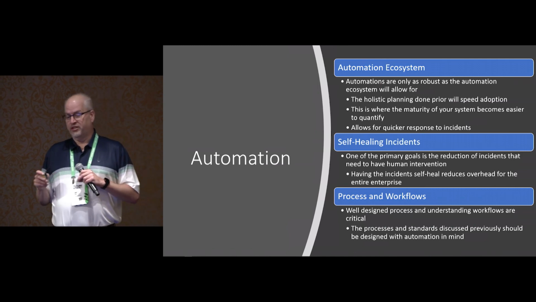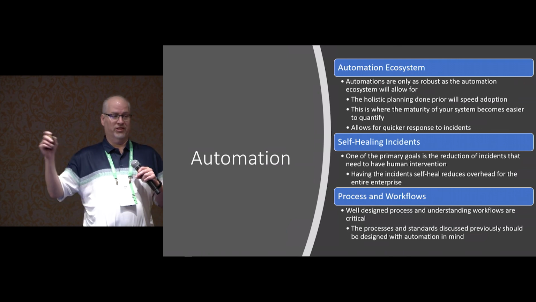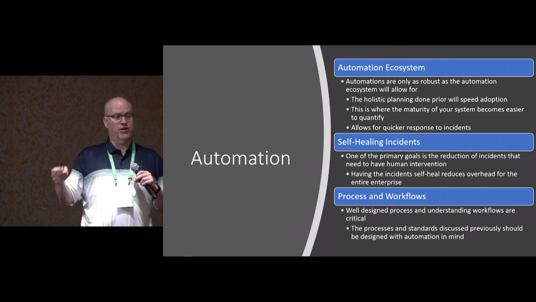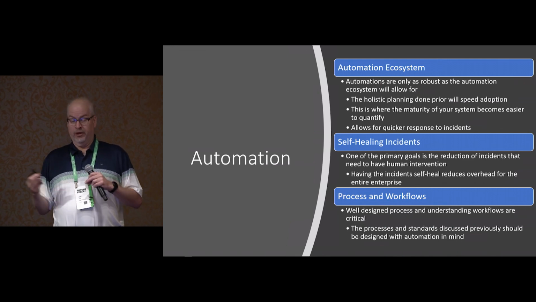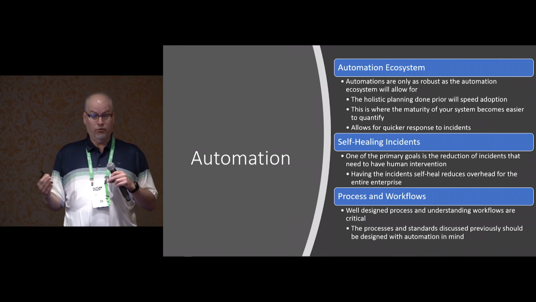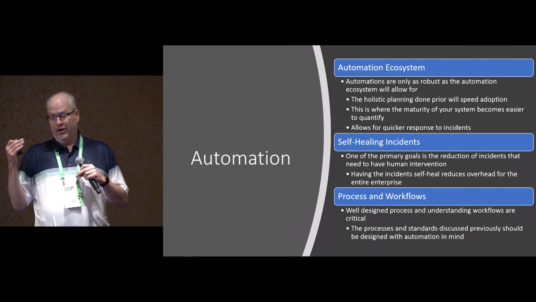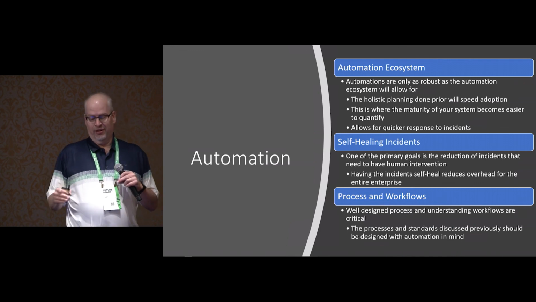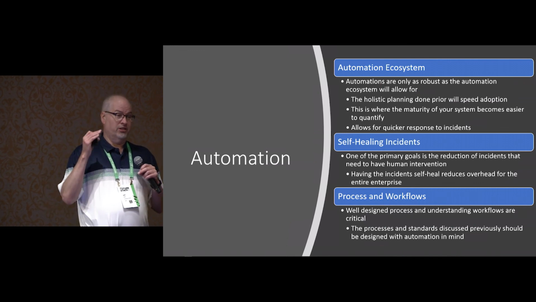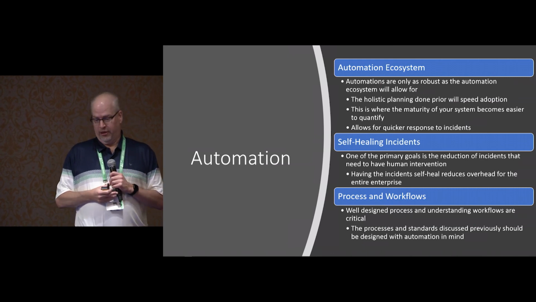This is where maturity of your system becomes easier to quantify, because it's like, okay, we've done this, we've fixed these problems, we've automated, and that's where the numbers start coming out. This is where you can prove it, and that's part of the overall maturity. Self-healing of incidents. This is how you do that. So those auto-remediation candidates suddenly become self-healing incidents. The primary goal of all what we do is the reduction of incidents, and the secondary goal is to reduce the number of times we have to wake a human up and work long hours and things along those lines.